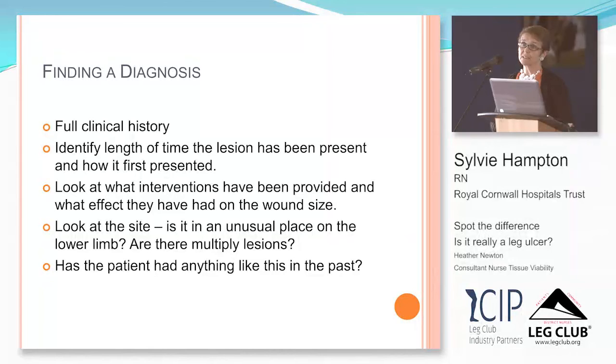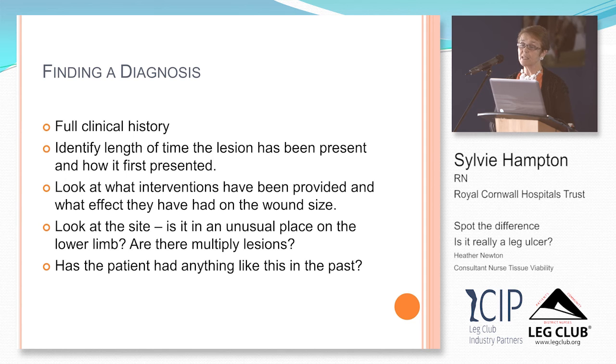So finding a diagnosis, it's important to get a full clinical history, identify the length of time the lesion has been present and how it first presented. Look at what interventions have been provided and what effect they've had on the wound size. As far as how long the lesion's been there, that lady with lesions on her legs probably has had that for more than a year without it healing before she actually got to see somebody. So it's important that people know that they have to get these things sorted fairly quickly.